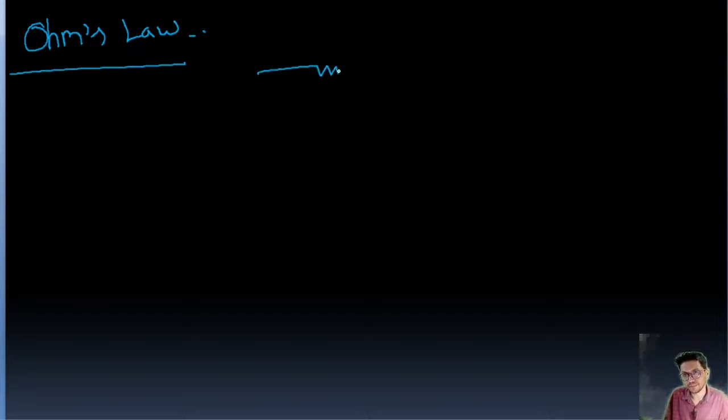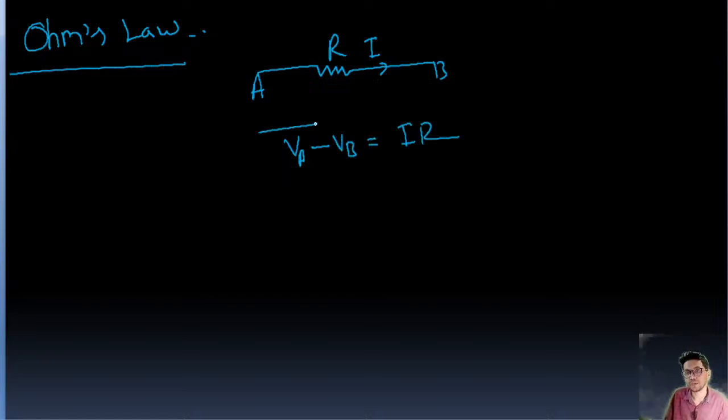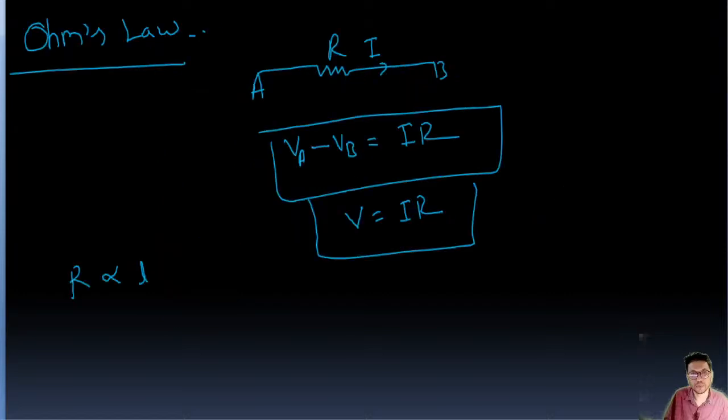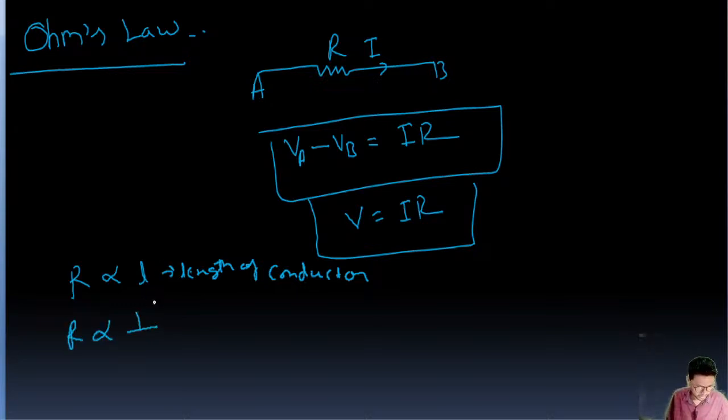Next is Ohm's law, guys, which we know. So this is A and this is B, this is current I, and this is resistance R. By Ohm's law, the potential drop V_A minus V_B equals I R, or V equal to I R. R is proportional to L, where L is the length of the conductor, and R is inversely proportional to 1 upon A.